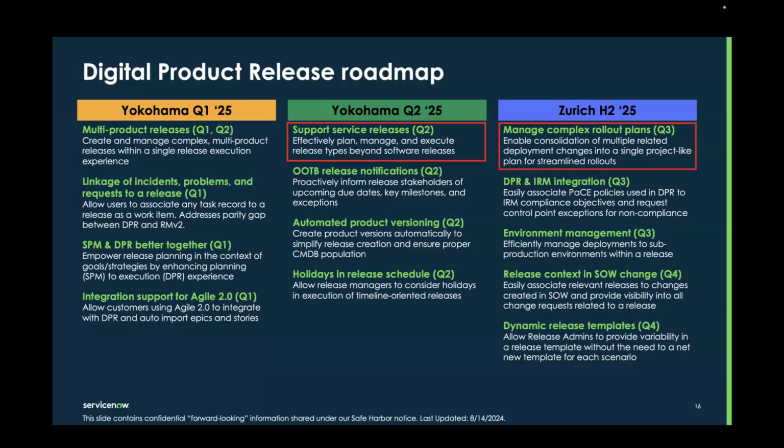There are two in red boxes that are fairly substantial. Planned for May, we have the support service releases. DPR today is really focused on software and software alone. So all of our releases are releasing software. But we've gotten feedback from customers that they tend to roll that software into services, and services are kind of the top level item that they want to release.